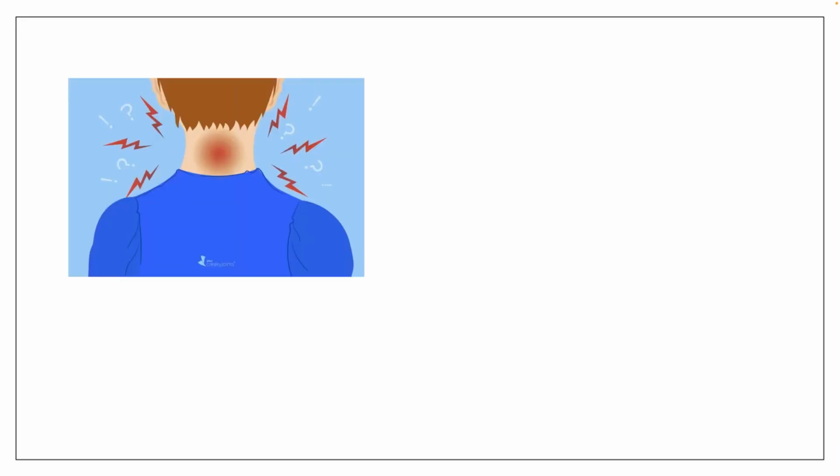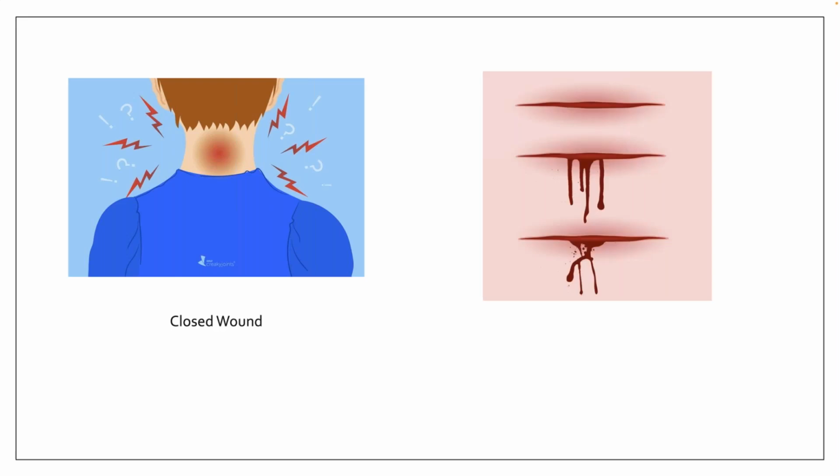Let's talk. Well, first, we have to code for an open wound to the neck, and we need to know what is open. Well, just know if the wound is not producing any blood or tissue, if you can't see blood or tissue, then it's closed. That's a closed wound on the left and an open wound on the right.